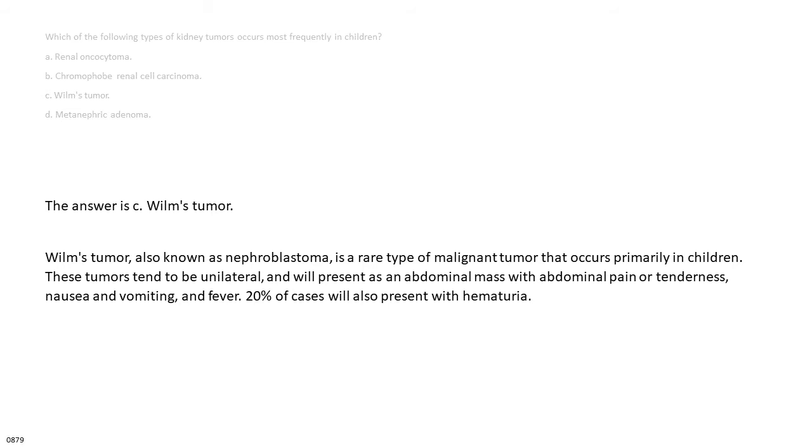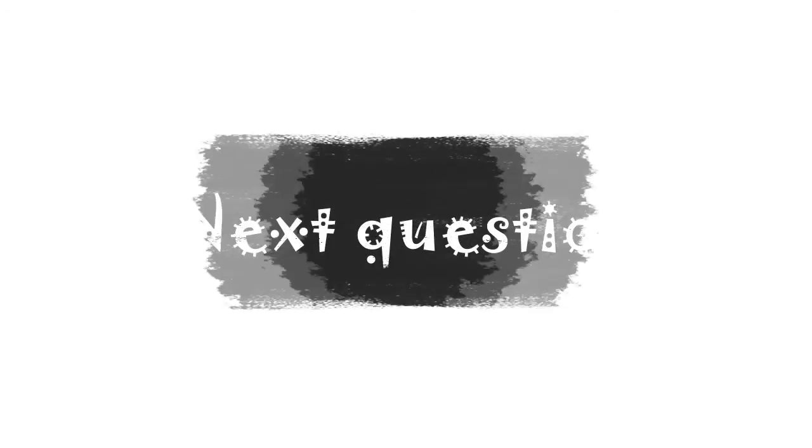These tumors tend to be unilateral, and will present as an abdominal mass with abdominal pain or tenderness, nausea and vomiting, and fever. 20% of cases will also present with hematuria.